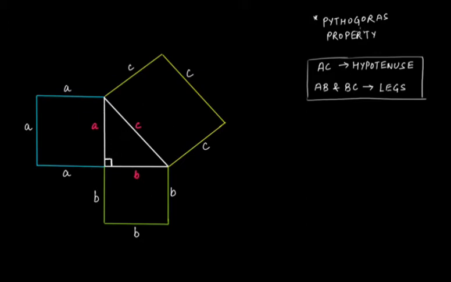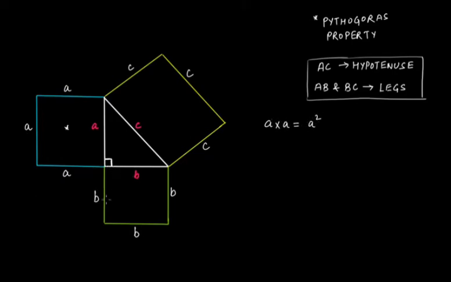According to Pythagoras property, the area of a square on this side having length A, so what would be the area of this square that has been drawn on this side A? The area of this square will be what? A square, right? A square. Since we know that area of a square is what? Side times side, side multiplied with side. So A times A is A square.